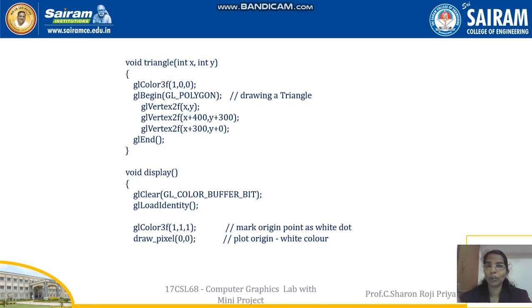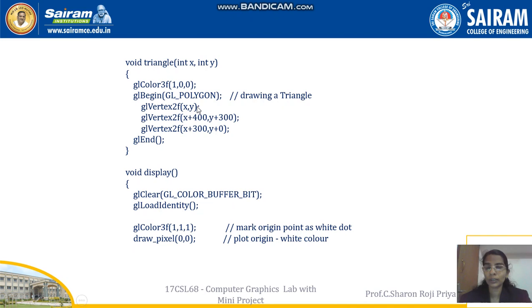You know, for a triangle I need only 3 vertices. So I'll have the initial starting vertex, then along the x-axis you move and plot the next vertex, and for the third, top vertex, I'm adding 400 to this x value and adding 300 to this y value.